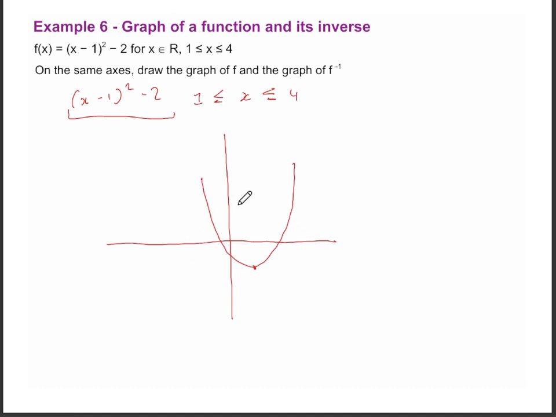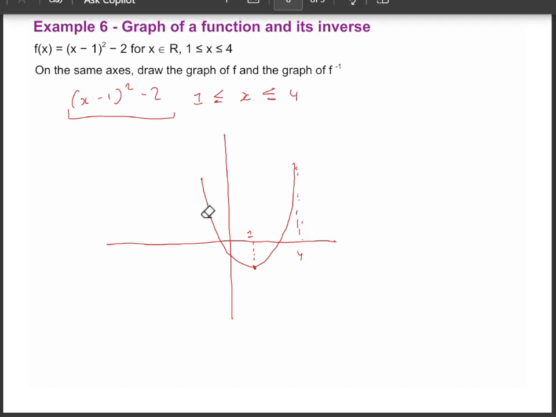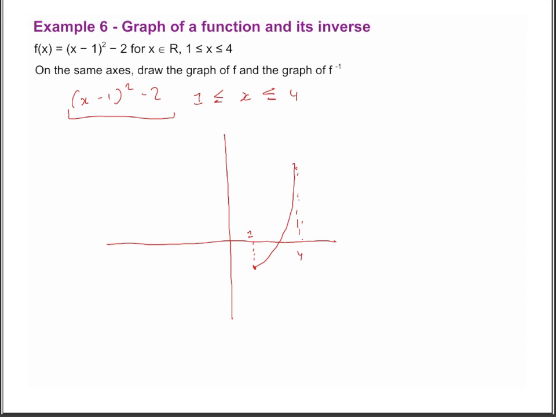But we know the domain is restricted to 1, which is the starting point of the vertex, up to 4. Okay, and we can get rid of the other part. So that's our original curve. This one does have an inverse because it's obviously one-to-one, since we eliminated the left part of it. We only have the right part, which is the one-to-one.